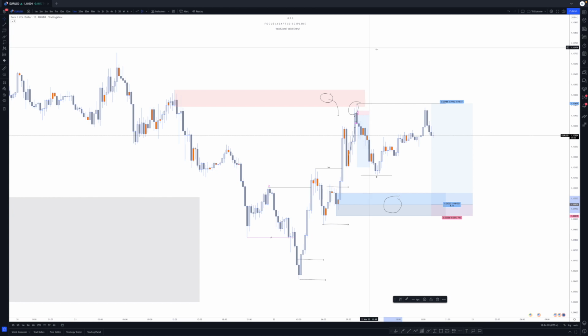All right. So we can see that price taps into this region here, and now let's go ahead and go to the M1 time frame.